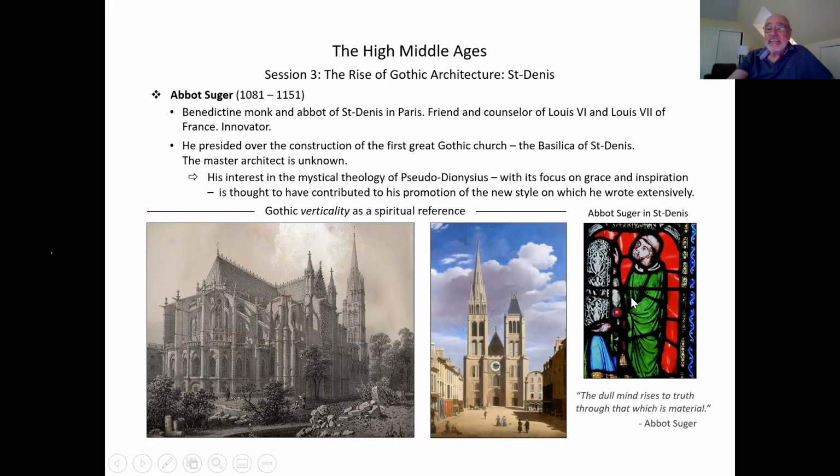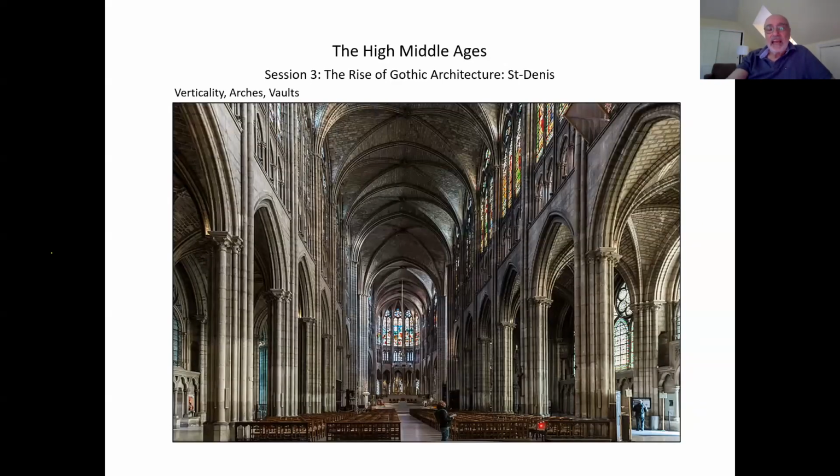Here is, in Saint-Denis, in one of the stained glass windows, a depiction of Suger. And a quote of his: "The dull mind rises to truth," rises, goes from the bottom to the top, "rises to truth through that which is material." And here, the Gothic materialization is an attempt at bringing the mind to the higher state. What do we have? This is inside Saint-Denis.